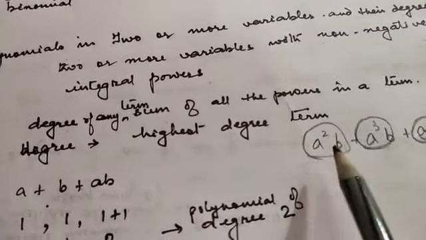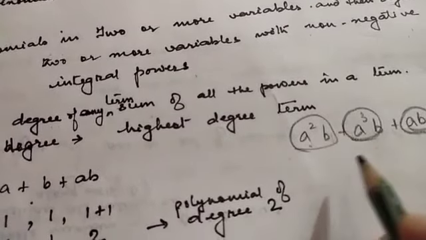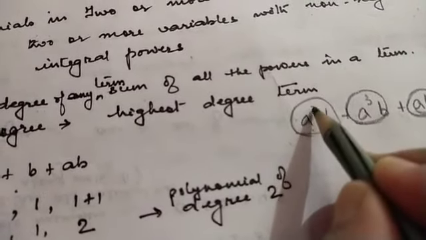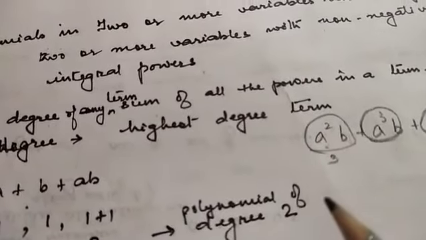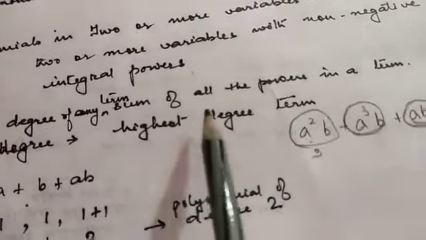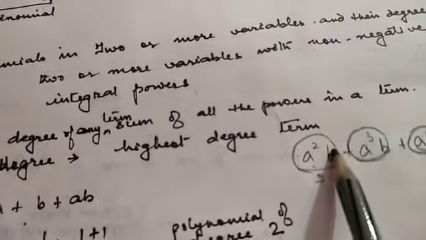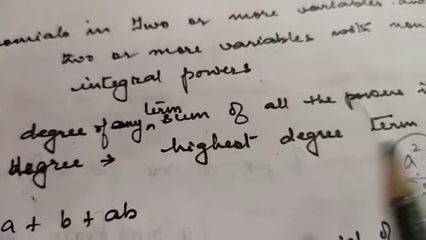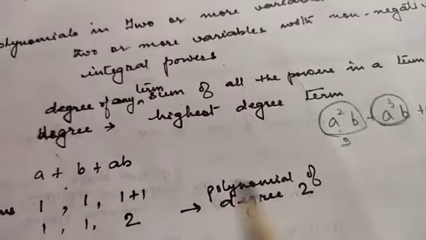Degree of the term is what? The sum of the powers in that term. Over here it is 2 plus 1, 3. So the degree of any term is the sum of the powers of the variables in it. Then the term which has the highest degree gives the degree of the polynomial.